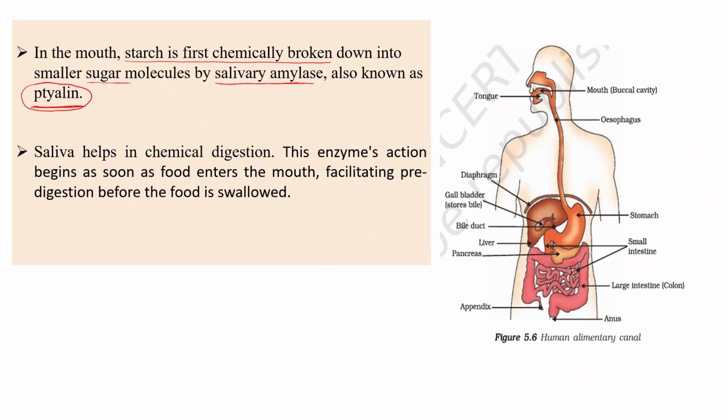So saliva helps in chemical digestion and the enzyme action begins as soon as food enters the mouth. You know that as soon as we take any food, as soon as food goes into our mouth, saliva starts being secreted. So we can say that as soon as food enters our mouth, this enzymatic action starts and this aids in the digestion of starch.